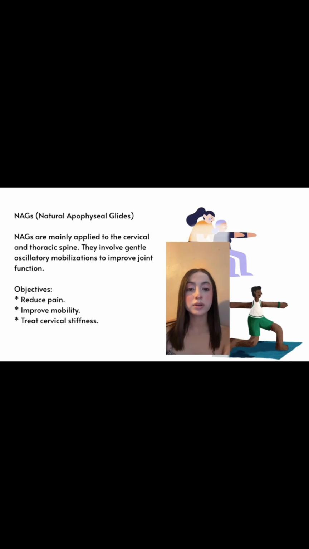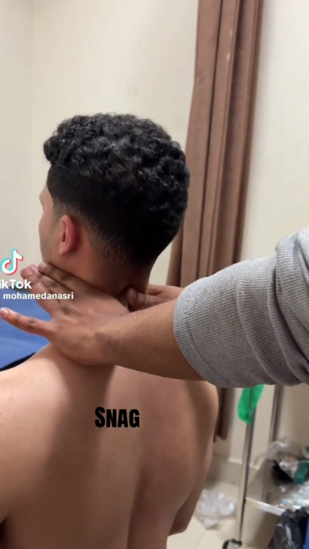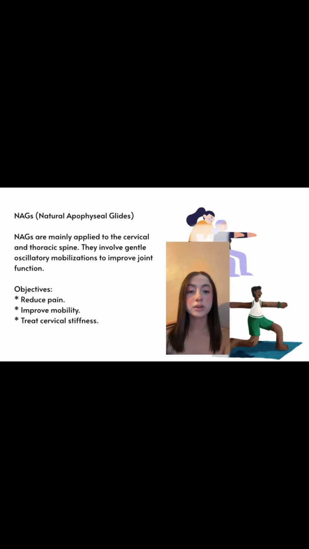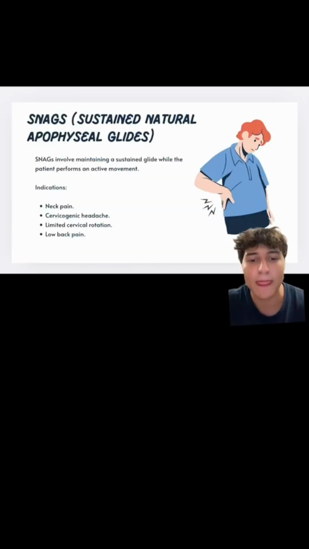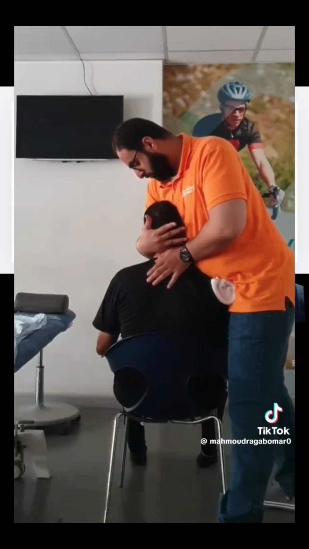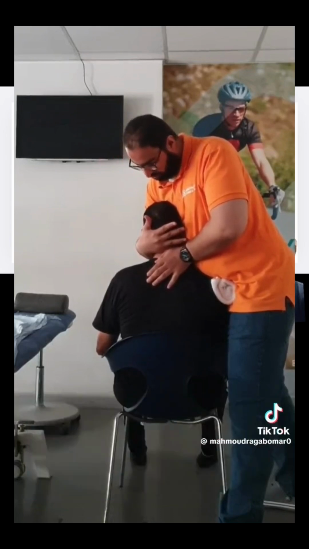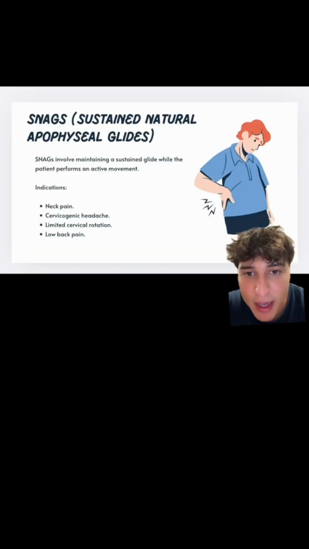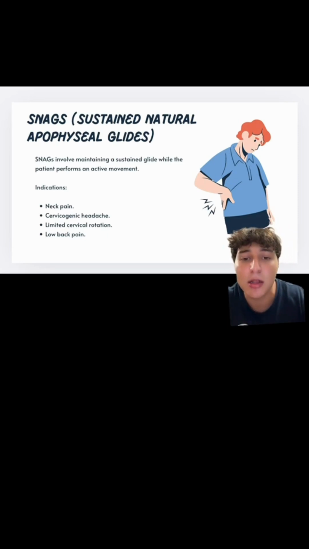Applied to the cervical and thoracic spine. The objectives are to reduce pain, improve mobility, and reduce cervical stiffness. SNAGs: Sustained Natural Apophyseal Glides. SNAGs involve maintaining a sustained glide while a patient performs an active movement. Indications: neck pain, cervicogenic headache, limited cervical rotation, and low back pain.